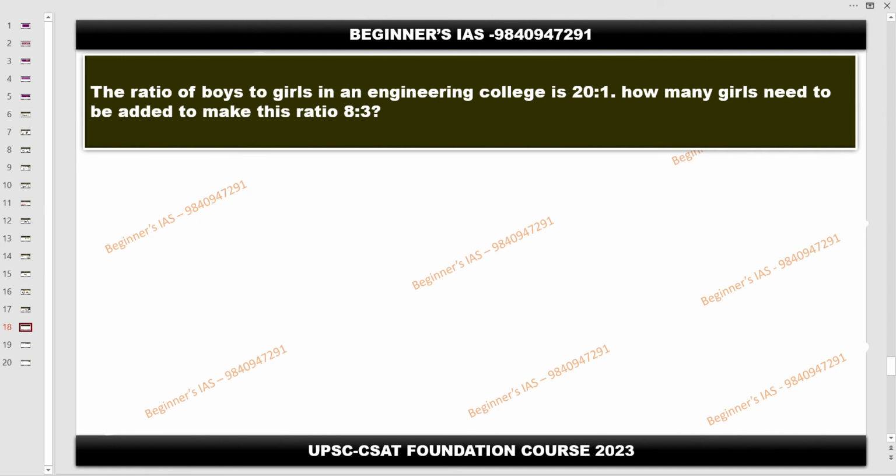The ratio of the boys to the girls in an engineering college is 20:1. How many girls need to be added to make the ratio 8:3? This method we have done already. Last class we have done this method.